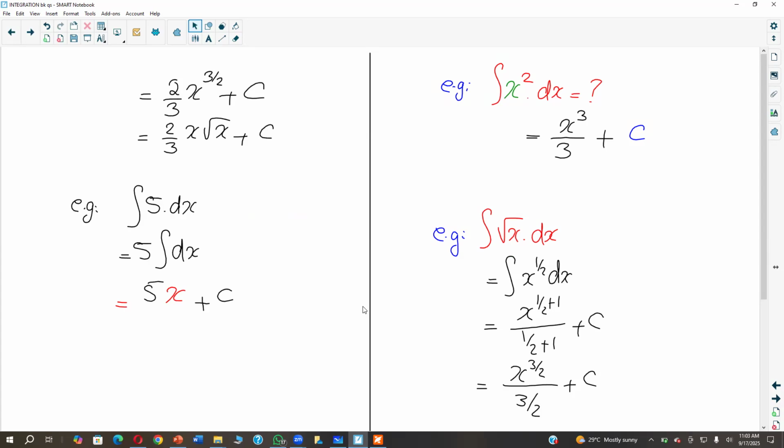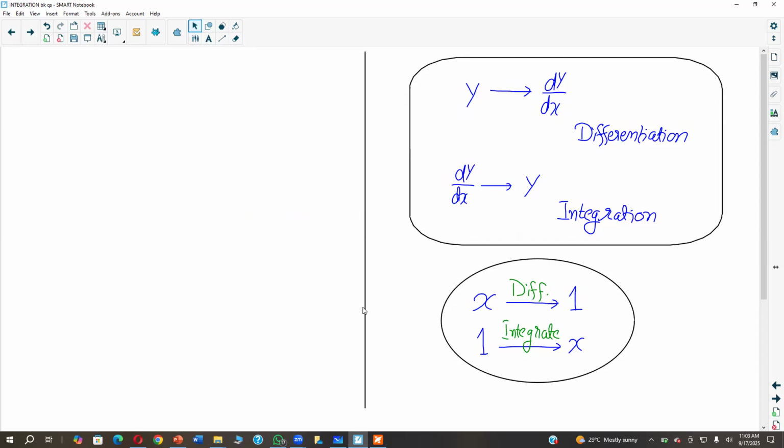When it is only a number like 5, dx is a symbol, so only 5 is there. So when you integrate 5, it will become 5x. When you integrate a number, it will get the variable. Now look at the right side. When you differentiate y, it becomes dy upon dx. And when you integrate dy upon dx, it converts back to y. When you differentiate x, it becomes 1. And when you integrate 1, it becomes x.